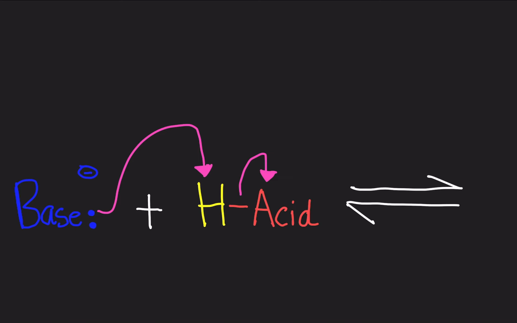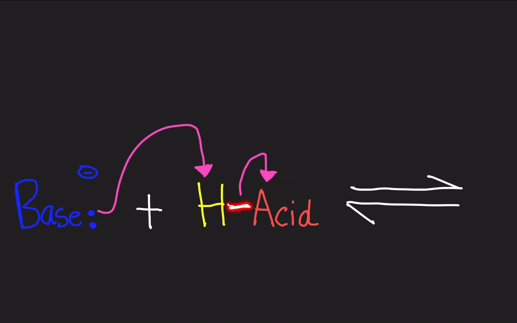Well, here's what they said: the base here, the basic molecule, has a lone pair of electrons. These electrons are going to go and attack the proton on the acidic molecule. So all of this is the acidic molecule here, right? And the acidic molecule has a proton attached to it. So this base is going to use its lone pair of electrons and attack the proton and steal it. It's going to basically rob the acid of its proton. And when this happens, the bond breaks, right?